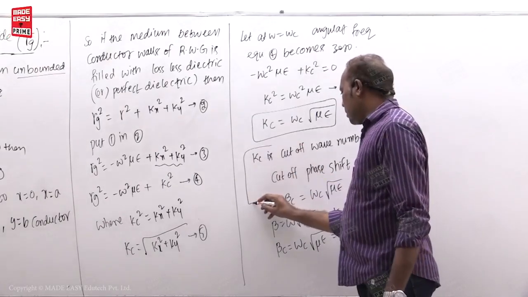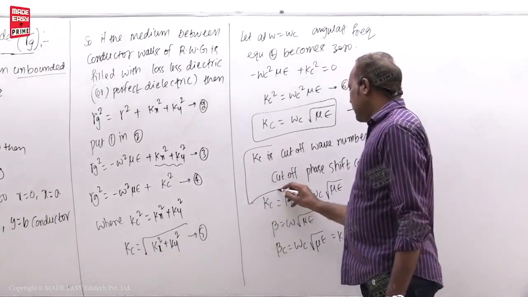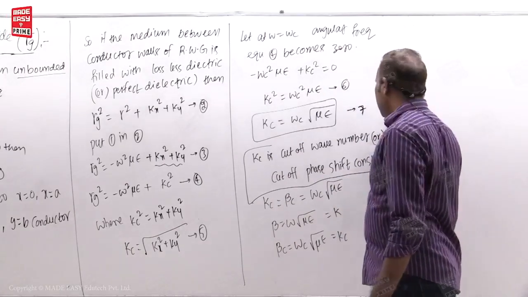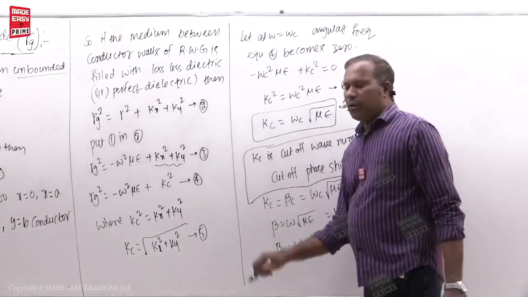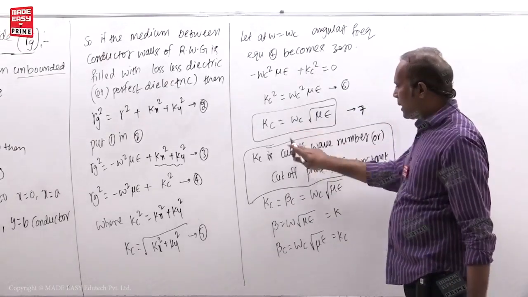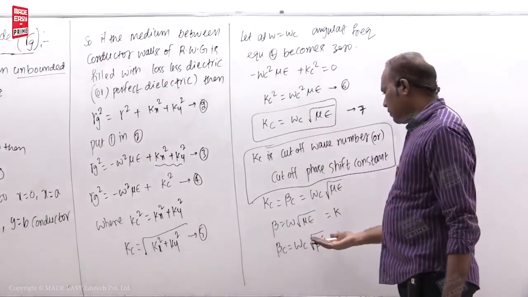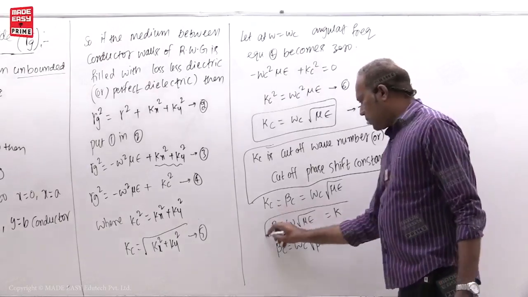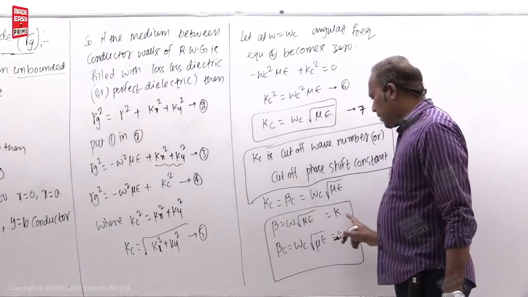But I told you, in some books they talk in terms of beta, and some other books k. So cutoff wave number, you remember this one and remember this one. Of course, if you want you can put this also, because I want to tell you beta and k both are same.